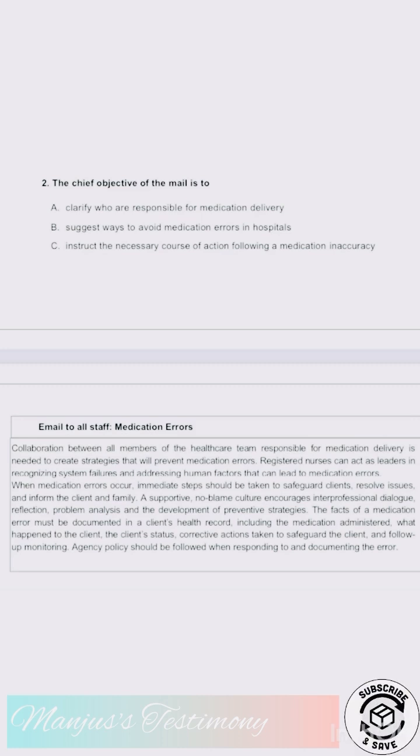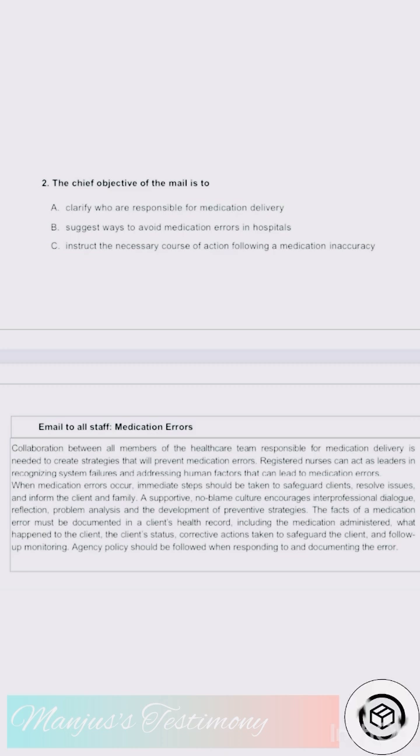The facts of a medication error must be documented in the client health record, including the medication administered, what happened to the client status, corrective action taken to safeguard the client, and follow up monitoring. Agency policy should be followed when responding to and documenting the error.